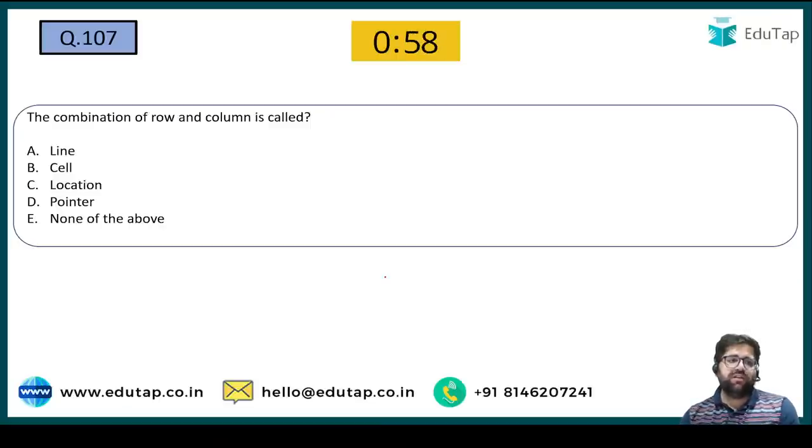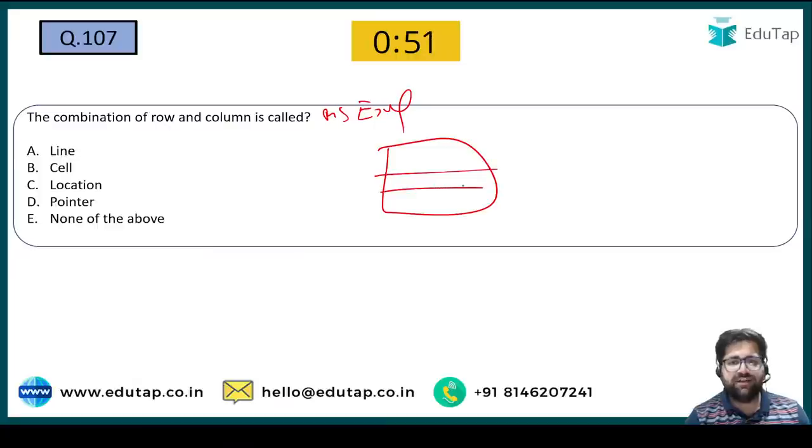Combination of row and column is called as. Now, this is in the context of MS Excel. Okay, so if I am saying this is an Excel, then this particular point, which is A, is known as what?